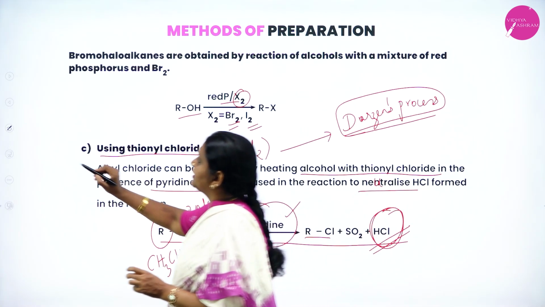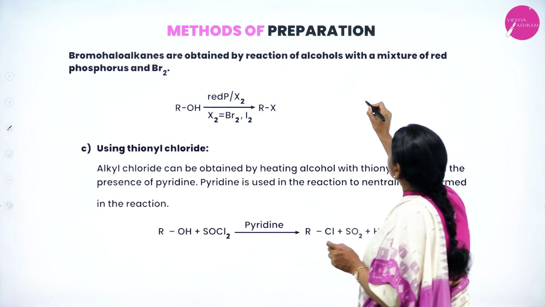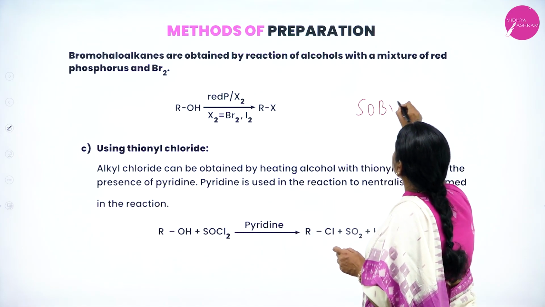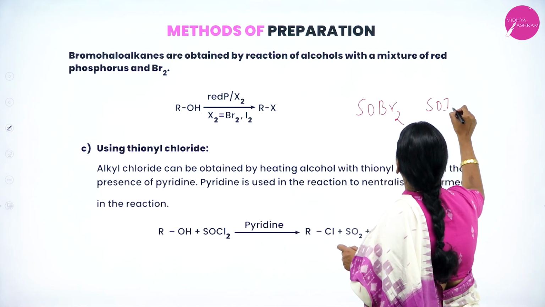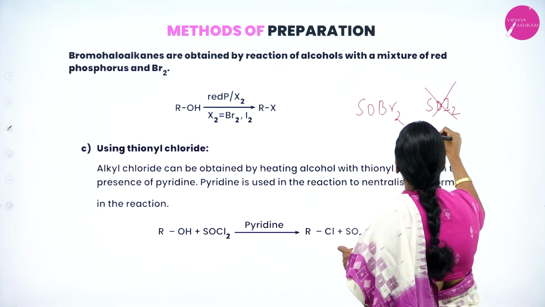Okay. We use thionyl chloride. Why can't you use it to prepare bromides, with thionyl bromide and thionyl iodide? Thionyl iodide does not exist.